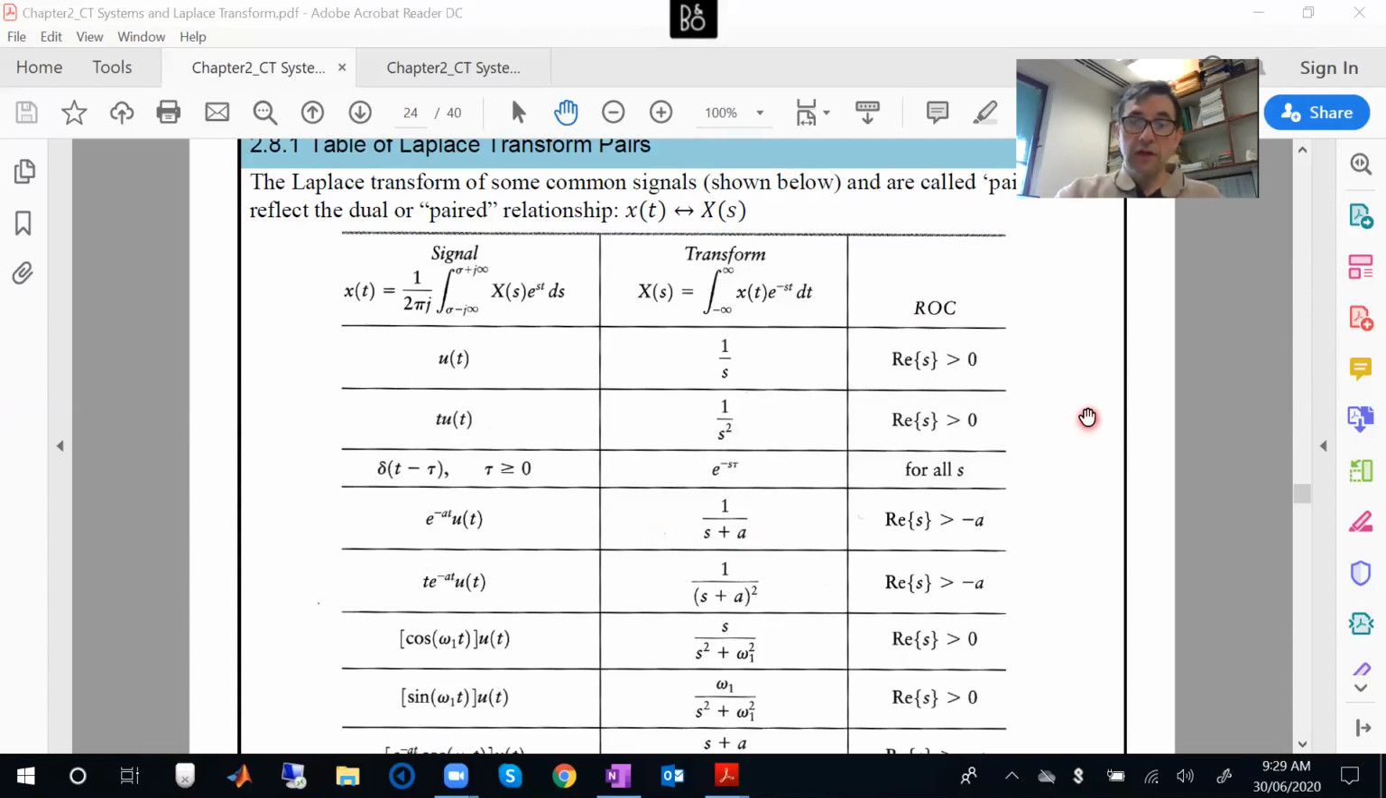Other signal functions that we commonly use is a unit step. We define that. Unit step has a very simple transform, 1 over s. Region of convergence is all positive values of s, or positive real parts. The ramp, this is known as the ramp function. We haven't really defined it, but that's what it is. It's 1 over s squared.